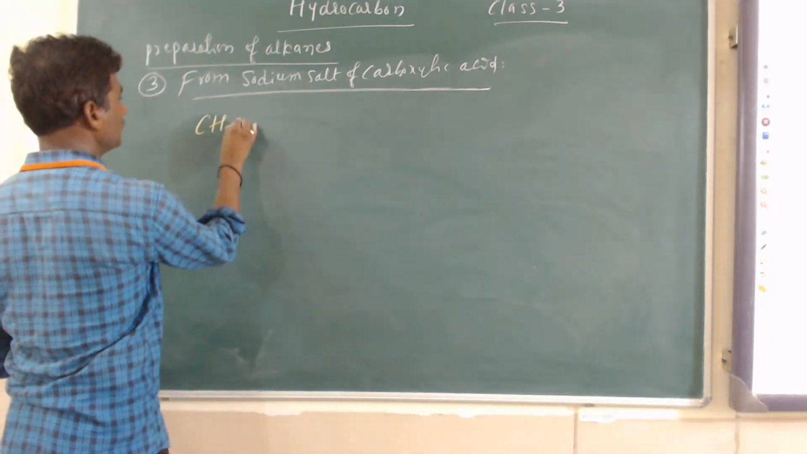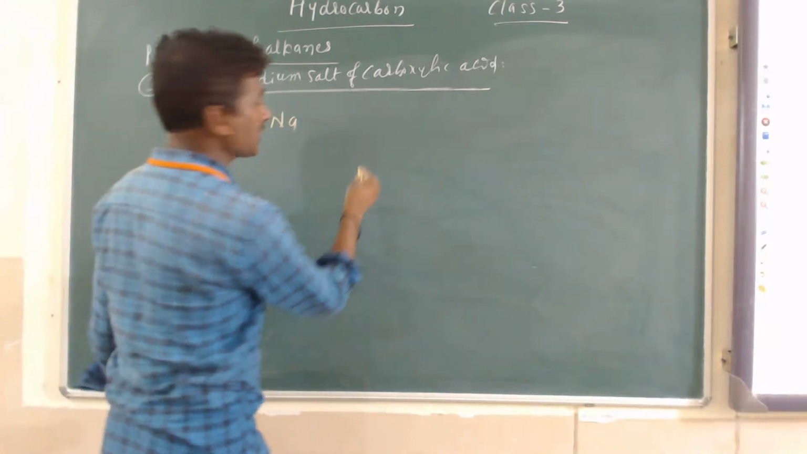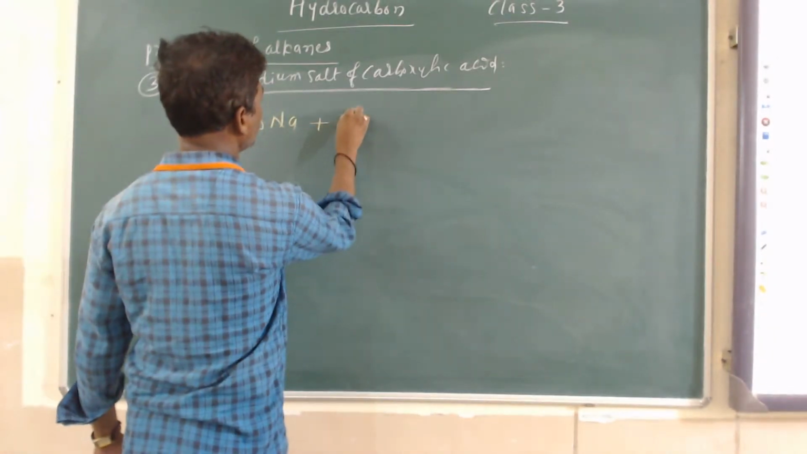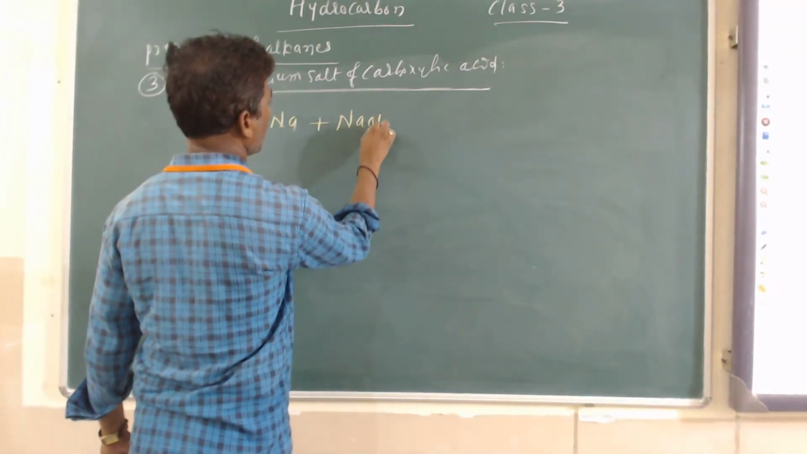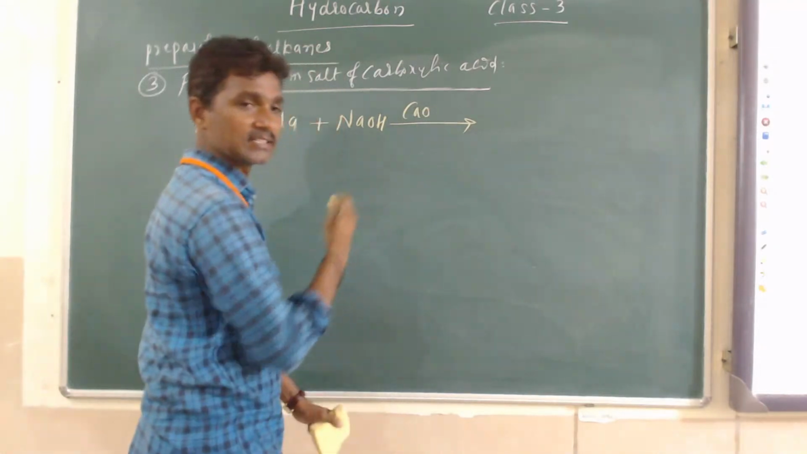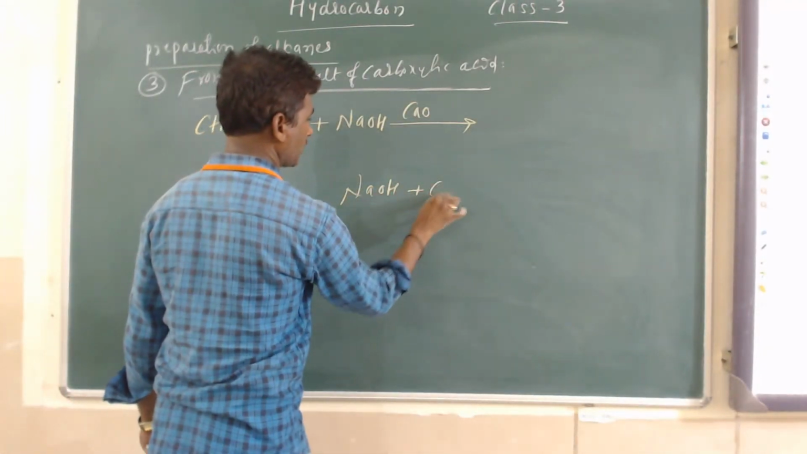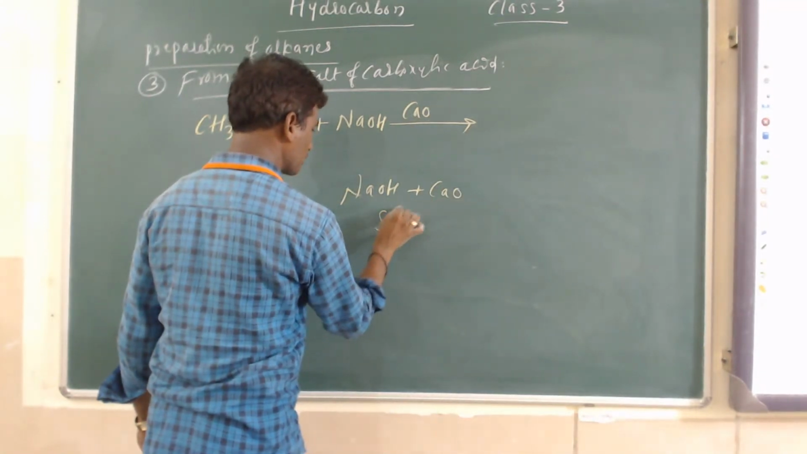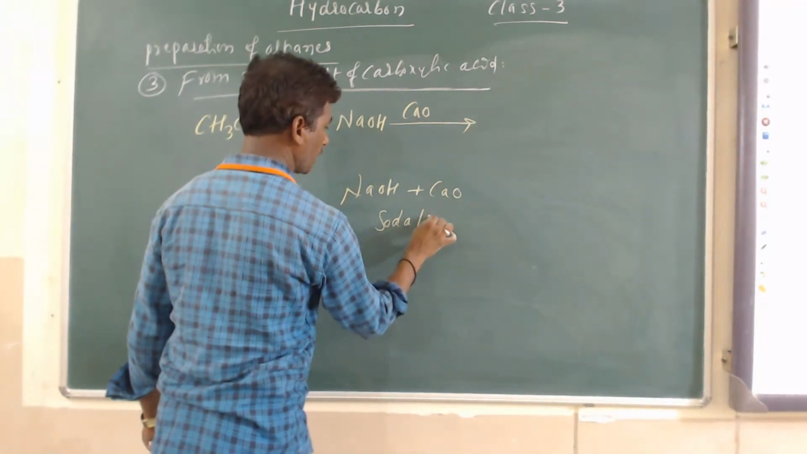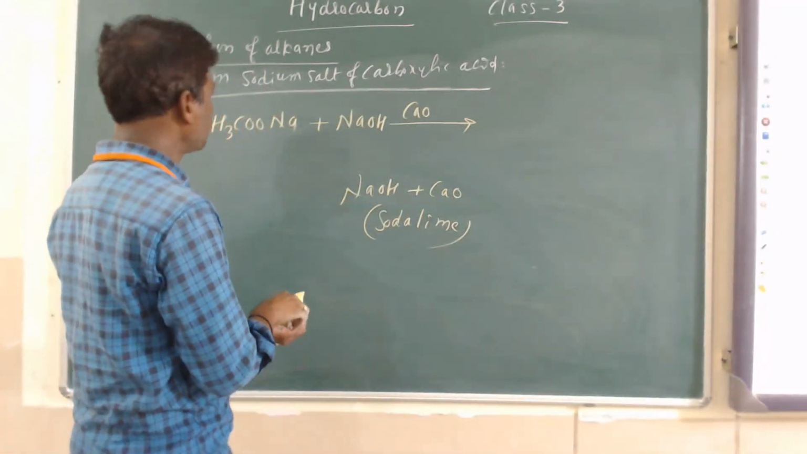CH3COONa. To this we add soda lime. What is soda lime? It is a mixture of sodium hydroxide and calcium oxide. A mixture of sodium hydroxide plus calcium oxide is called soda lime.